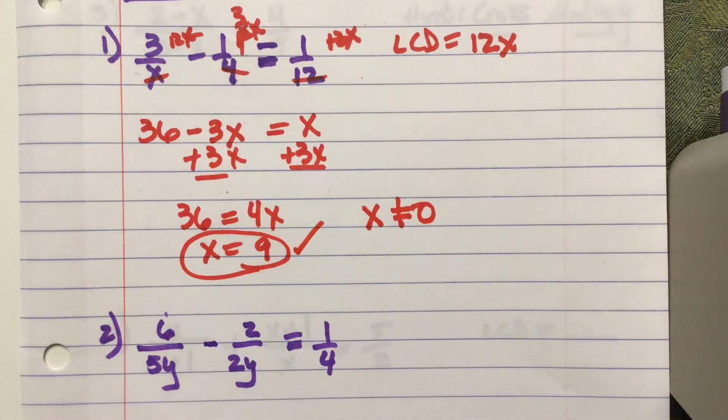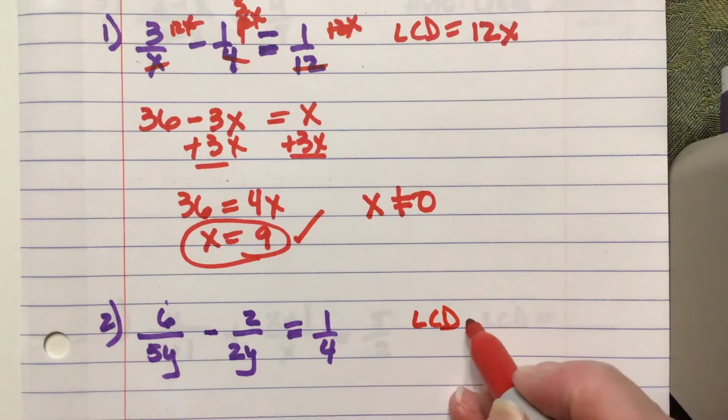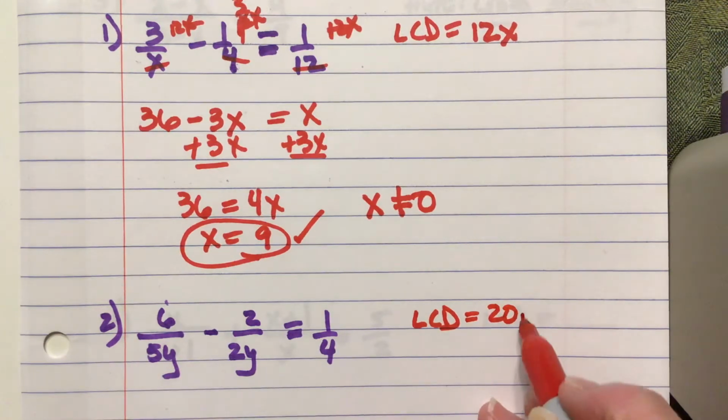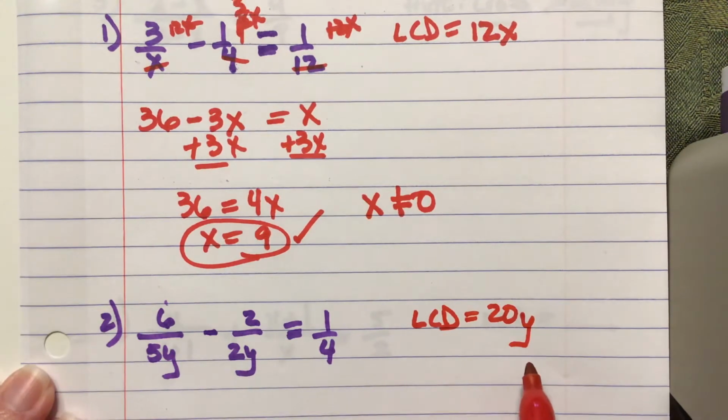I have 6/5y minus 2/2y is equal to 1/4. So I need to find my least common denominator. So let's look at my numbers, 5, 2, and 4. Well, a common denominator there would be 20. And since I have a y, I need to also include a y as part of my denominator. So I'm going to multiply each of my terms by 20y.